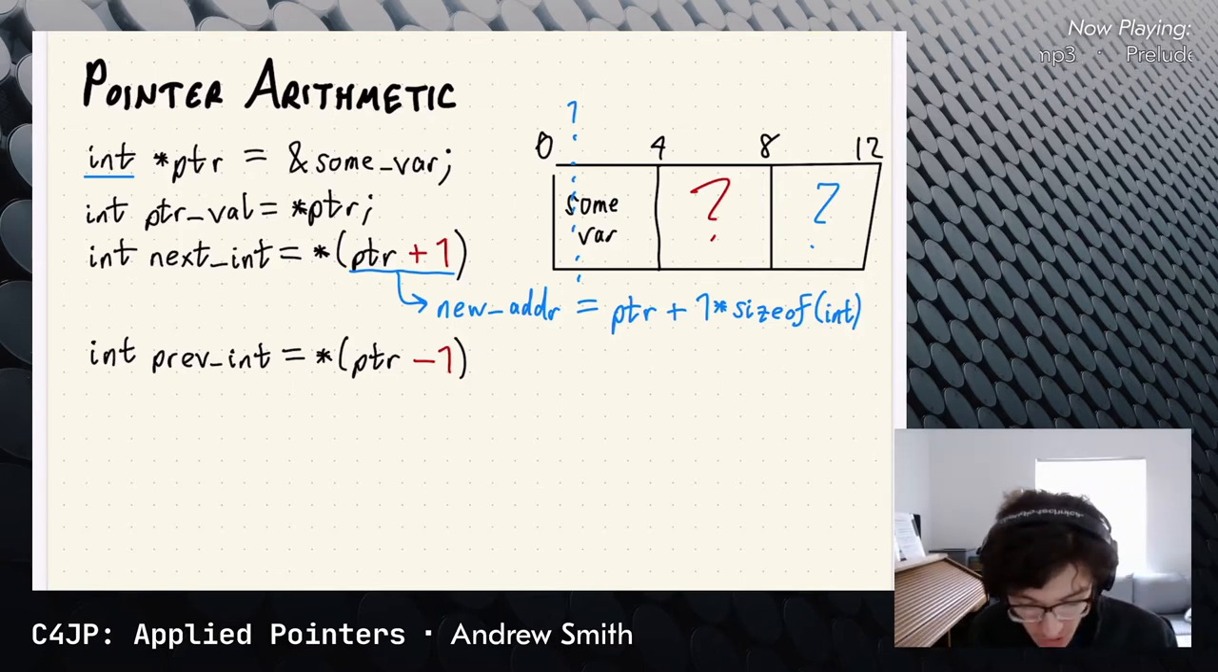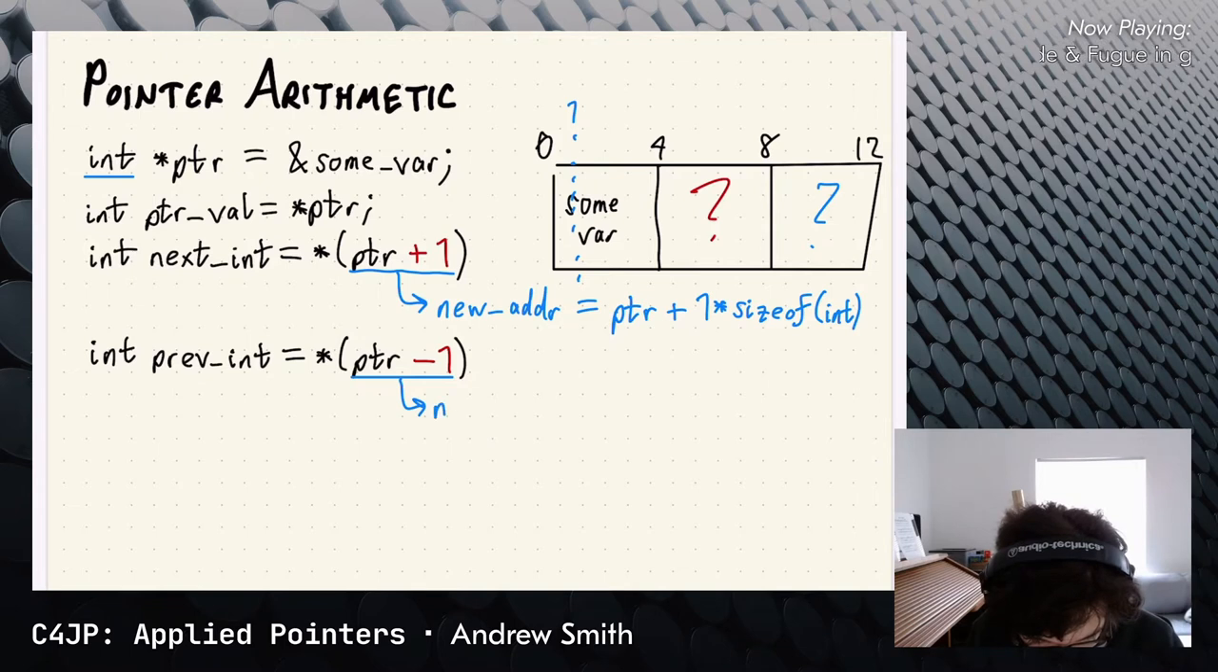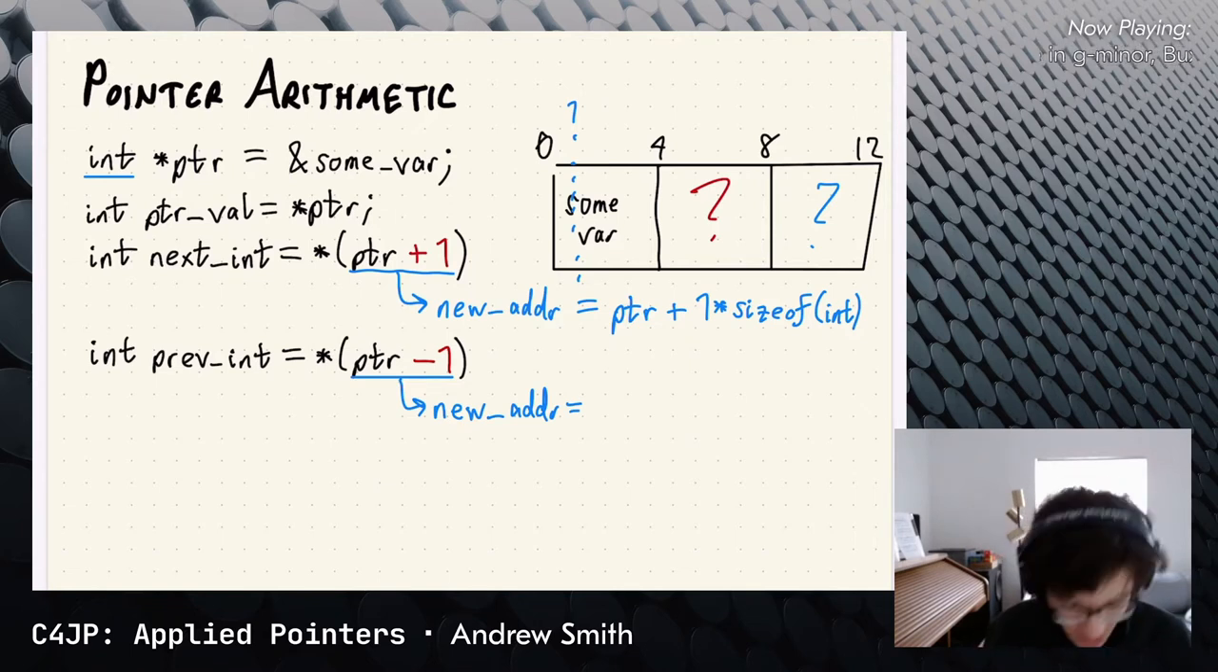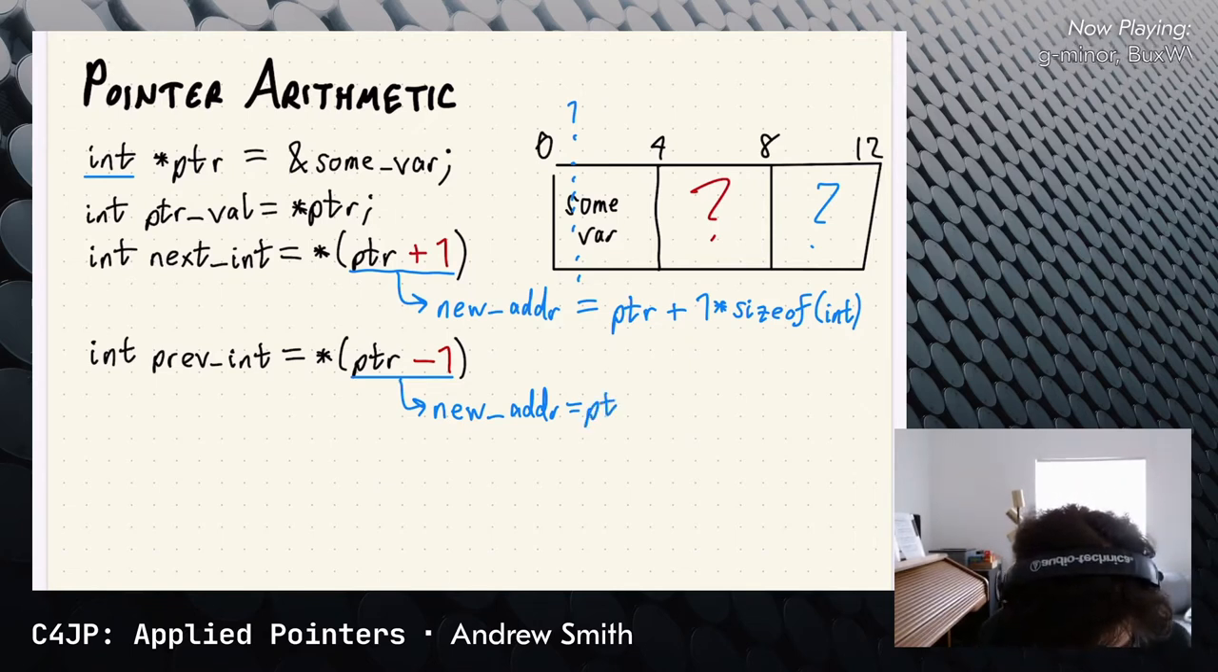And so here we can also subtract pointers. And this is going to work in exactly the same way as our pointer addition, where we said our new address is going to be our pointer minus 1 times the size of an int.